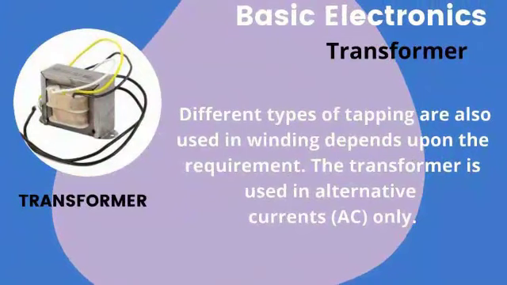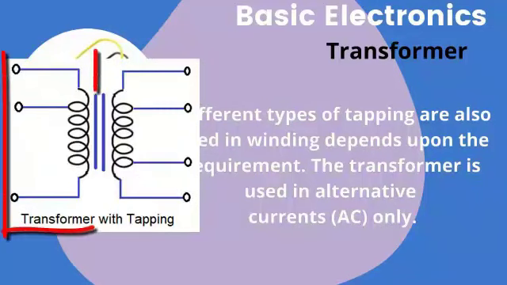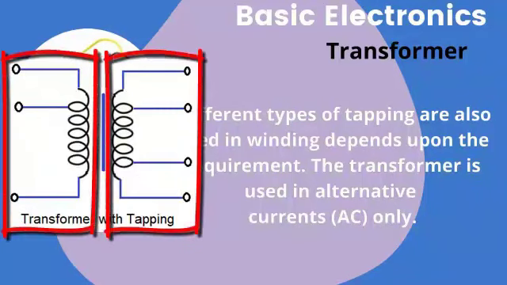Different types of tapping are also used in windings, depending upon the requirement. The transformer is used in alternating current, AC, only.